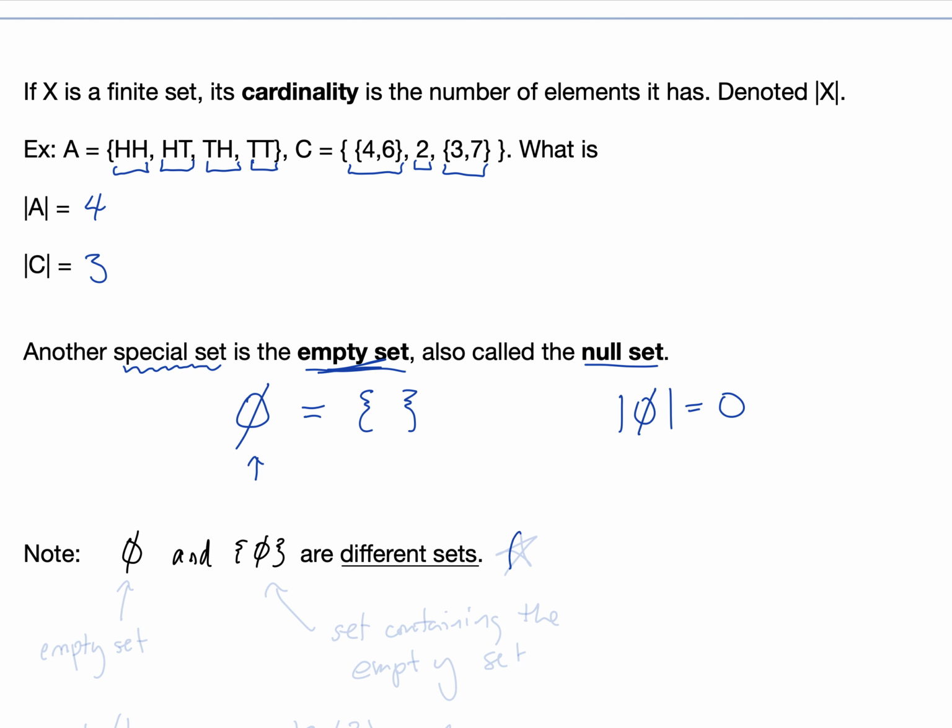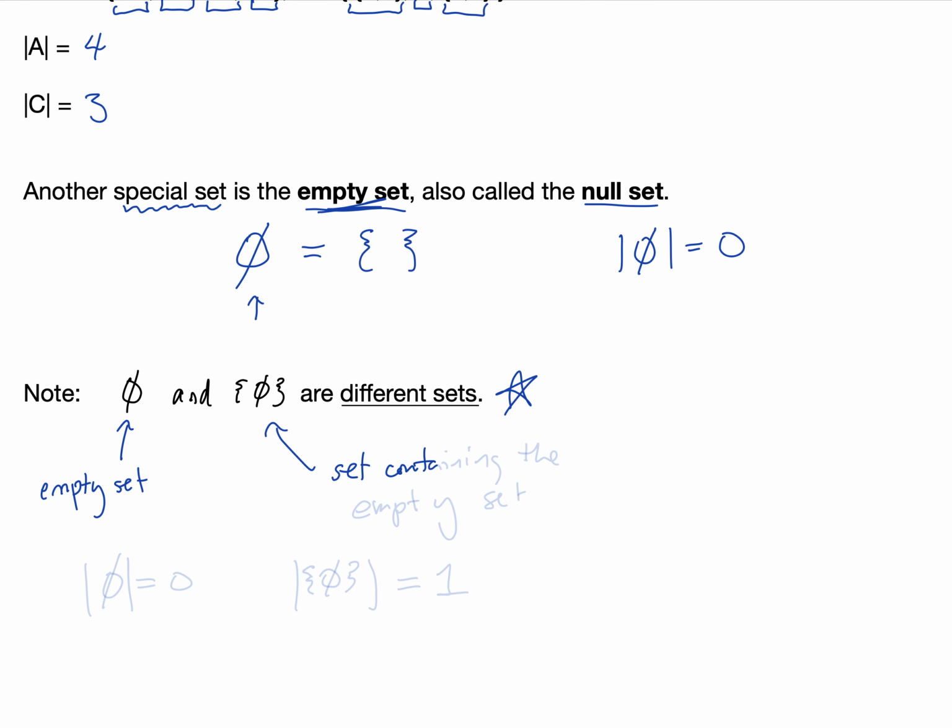A really important notational issue to point out is that the empty set and the set containing the empty set are different sets. So this is the empty set or the null set, whereas this is the set containing the empty set. And therefore they are different. One thing that makes them different is their cardinality. The empty set has cardinality 0, whereas the set containing the empty set is a set containing one element, and so it has cardinality 1.